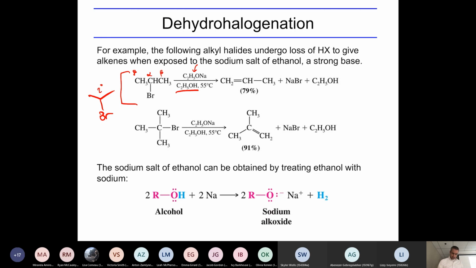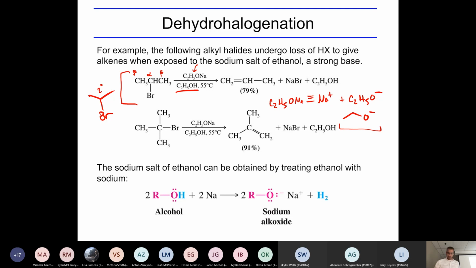In your brain, this should be Na+ or that. It's the conjugate base of ethanol. So if you take ethanol and add a really strong base to it, you can deprotonate it and make this thing. It's called an alkoxide. It's a very strong base, but it's also a nucleophile.